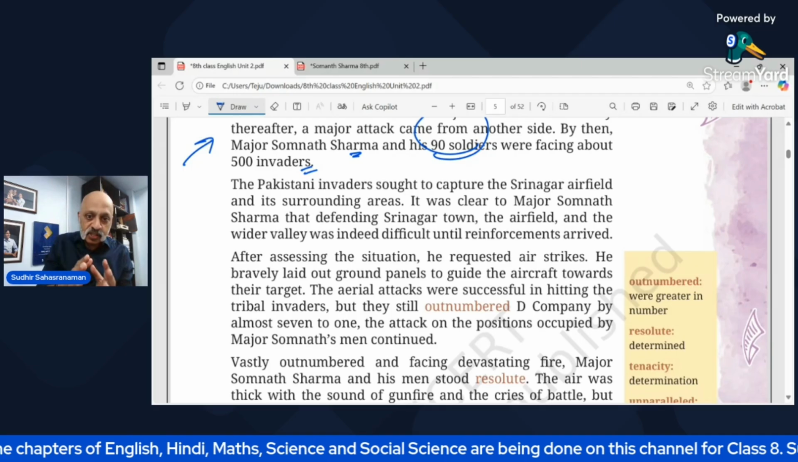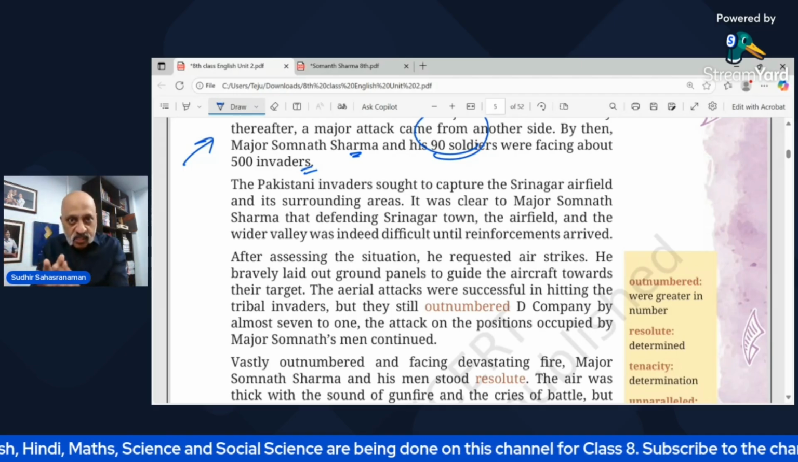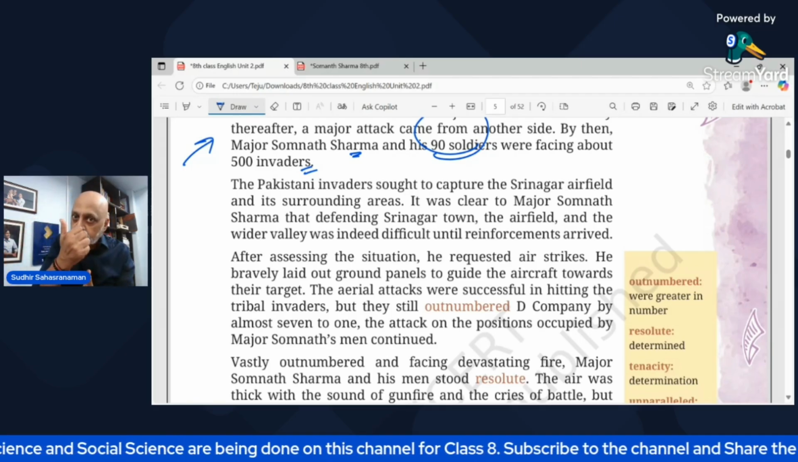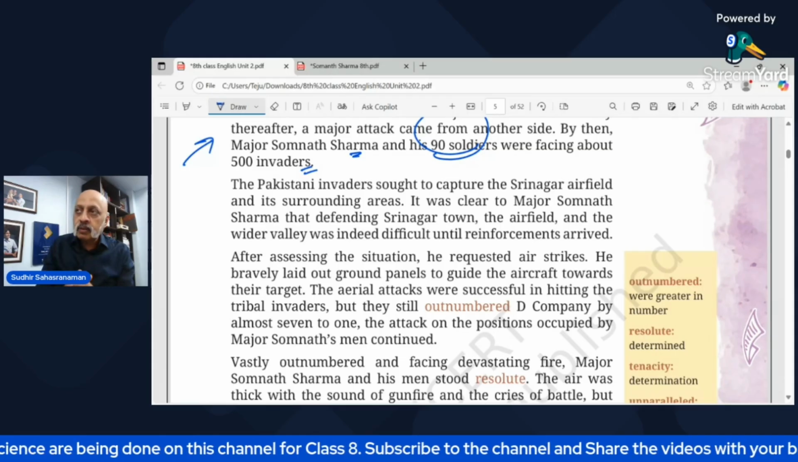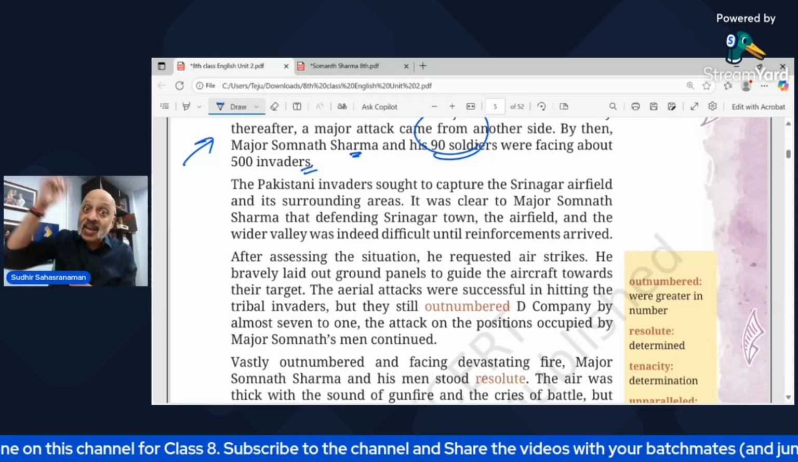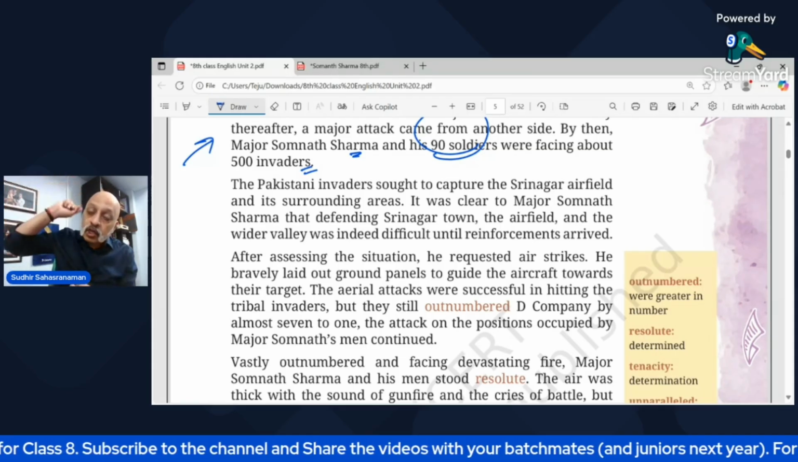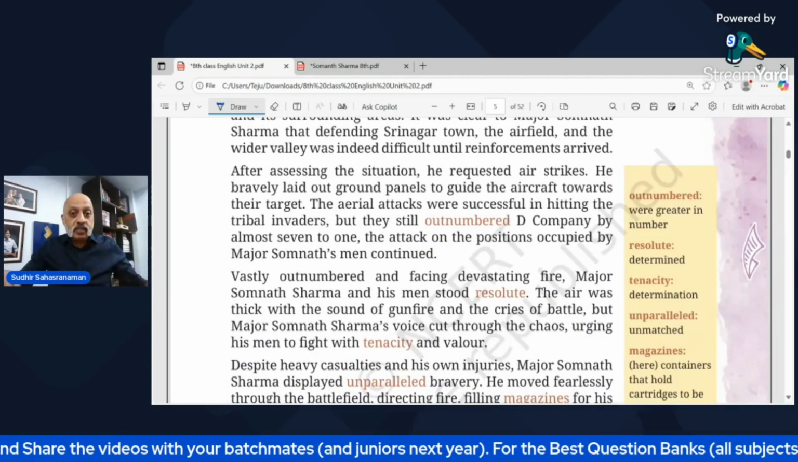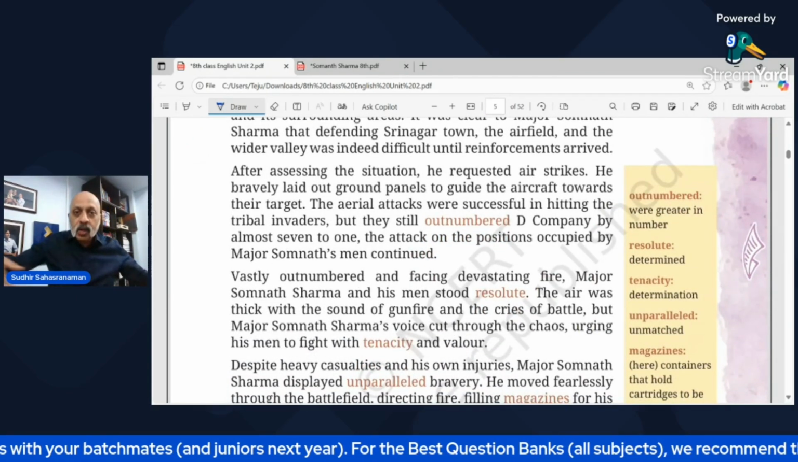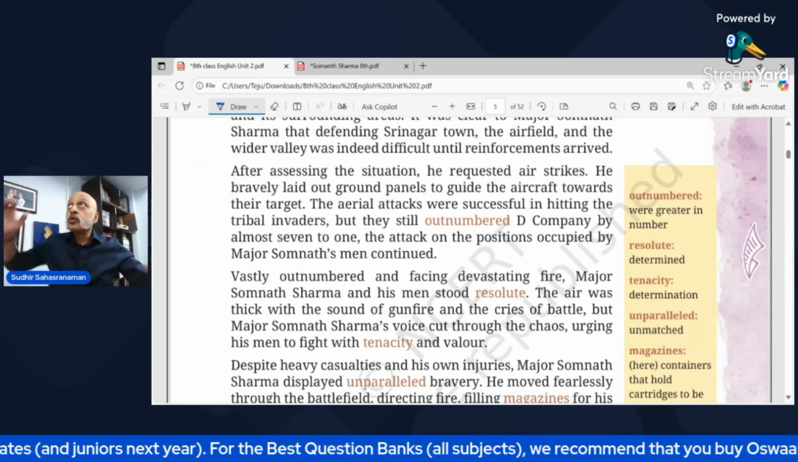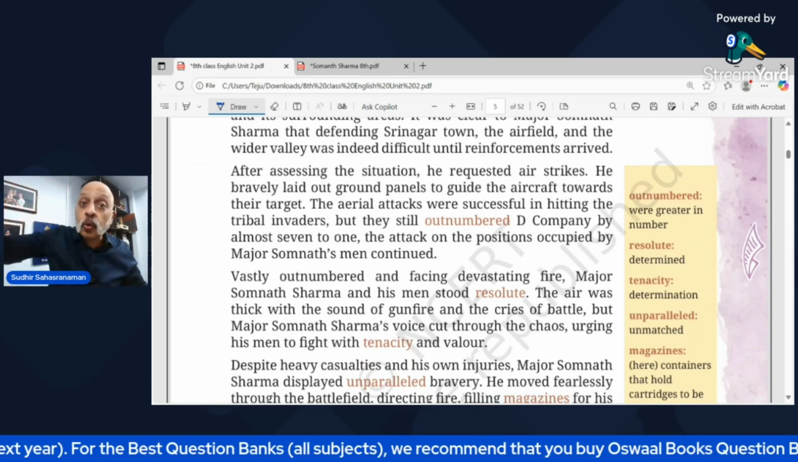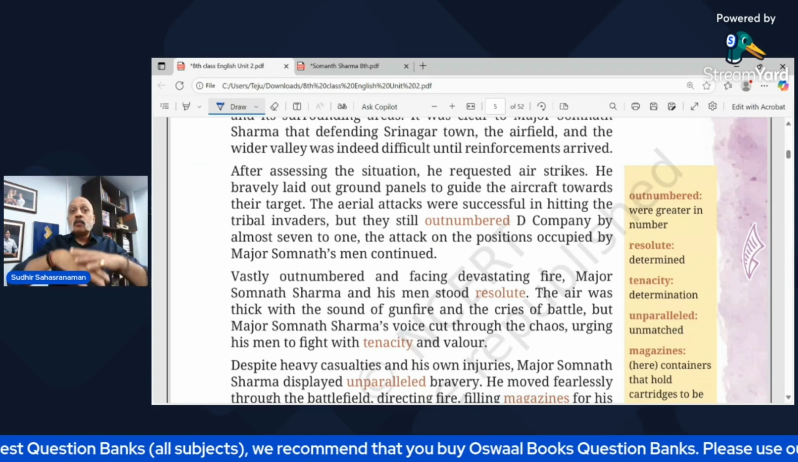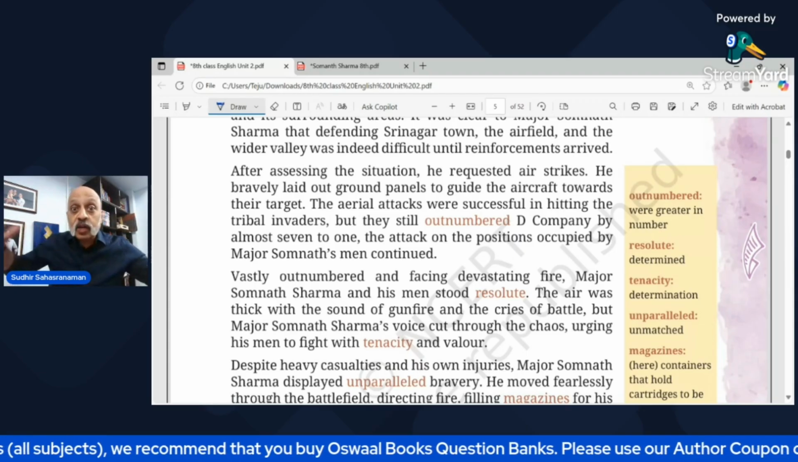So he assessed the situation. He thought, okay, this is the situation we have. And he, on the radio, walkie-talkie, asked for air strikes. That is, the Indian Air Force should come and strike. Okay. He bravely laid out the ground panels to guide the aircraft. So he laid out the ground panels so that the aircraft could see which location is being referred to. Otherwise, you cannot know which area to actually target.